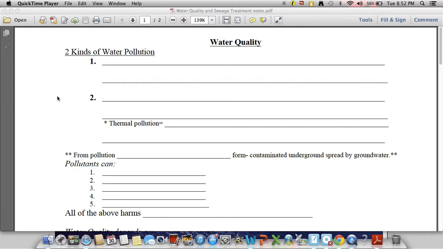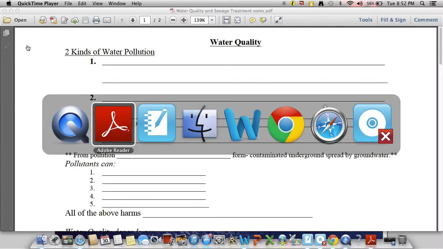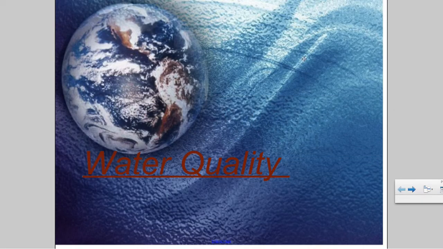Okay, so today we're going to be talking about water quality and sewage treatment. And this is the sheet that you're going to be working from. You're going to be taking notes as you follow the presentation. So let's get started. All right.